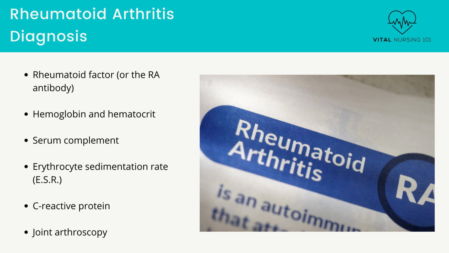Laboratory tests may include acute phase reactors. These two tests are good indicators of the inflammatory activity of the disease. Joint arthroscopy. Arthroscopic examinations are used to evaluate for characteristic changes in synovial fluid. Cartilage destruction and pannus formation may be identified.